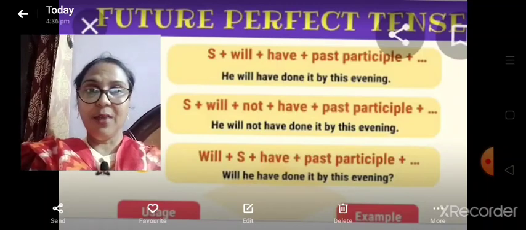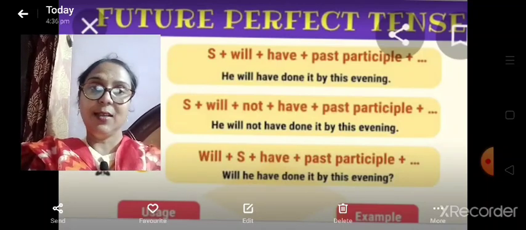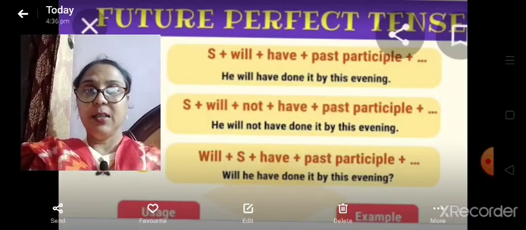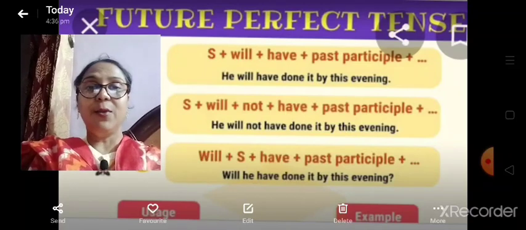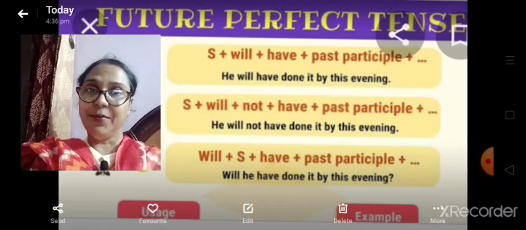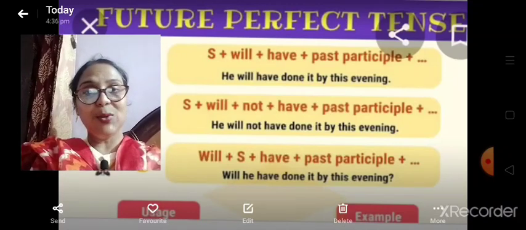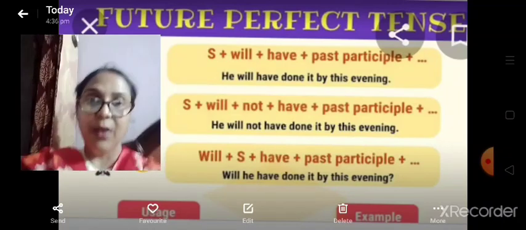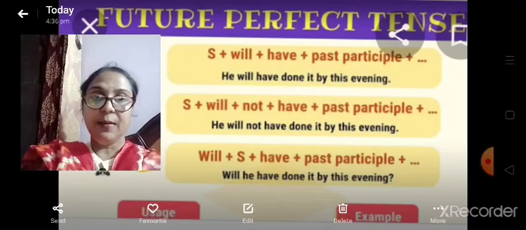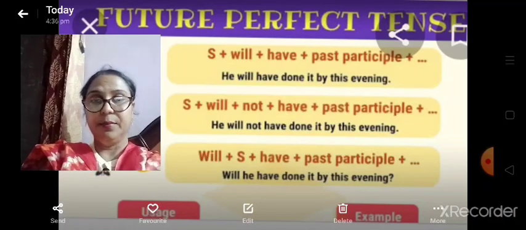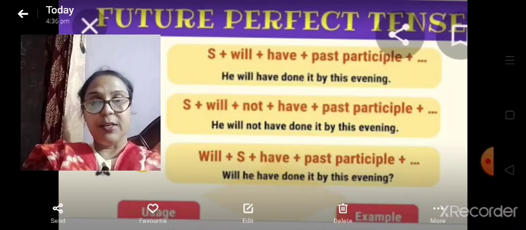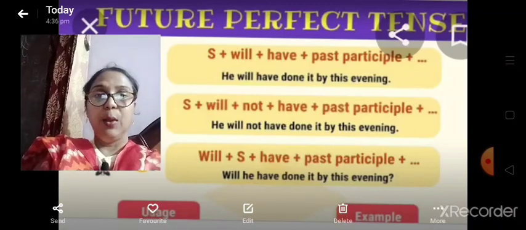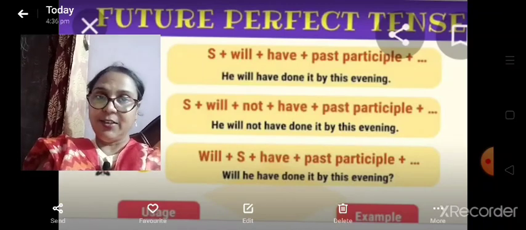As you all know, we have studied the future tense and discussed simple future tense and future continuous tense, and today we are going to discuss future perfect tense. In simple future tense, we only use will and shall with the root form of the verb. And in future continuous tense, we use will be, shall be with verb-ing.